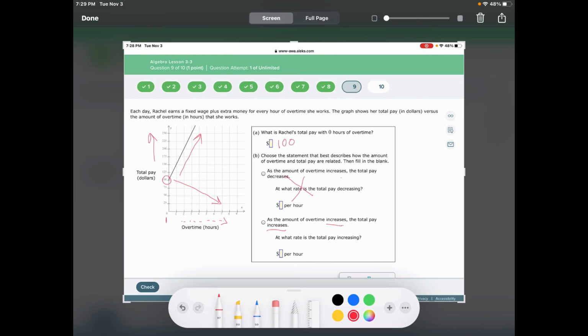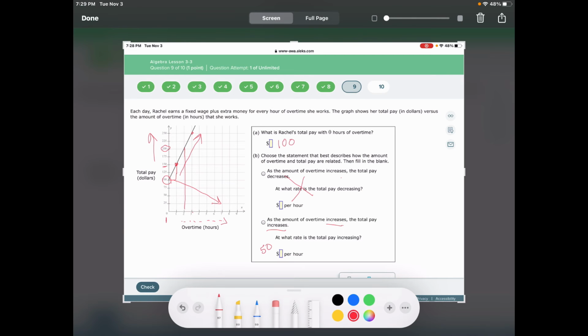At what rate is it increasing? How much per hour? Well, we can go over 1 hour. But look, if I go over 1 hour, it doesn't go to a nice place. Oh yeah, it does. How about right there? It goes to 150. So we went up by $50. So let's see if that's true if we go over like 2. Should be to 200. So then that was 50, and then 50 more, and then 50 more would take us to the next hour. So $50 per hour.